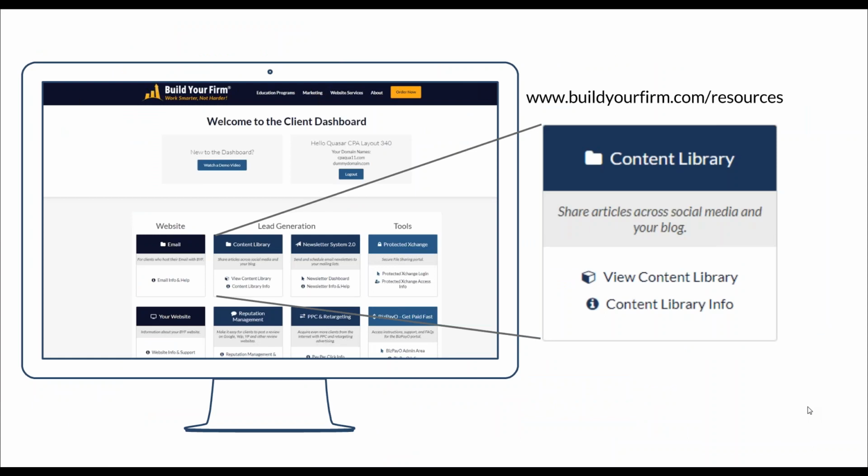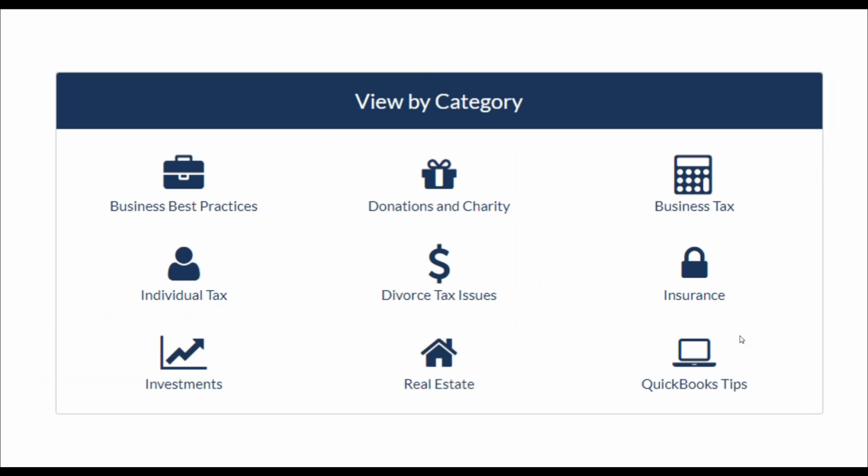So when you come into your client dashboard, the box right next to the newsletter system is going to be the content library. And like I said, this is about 400 accounting and tax articles, and they're organized into 9 different categories, which you can see here on the screen.